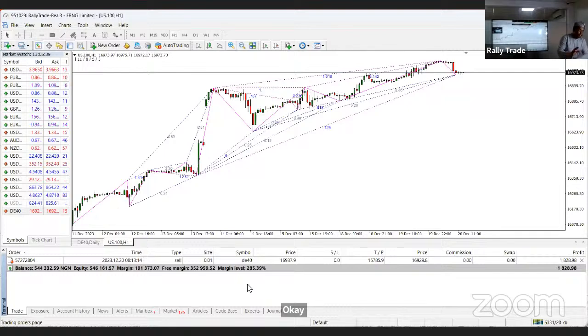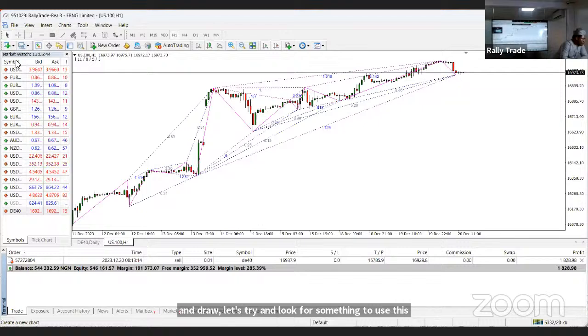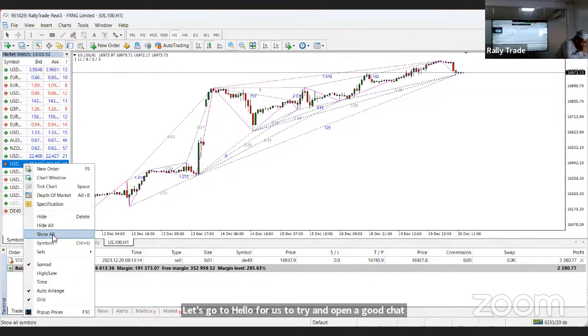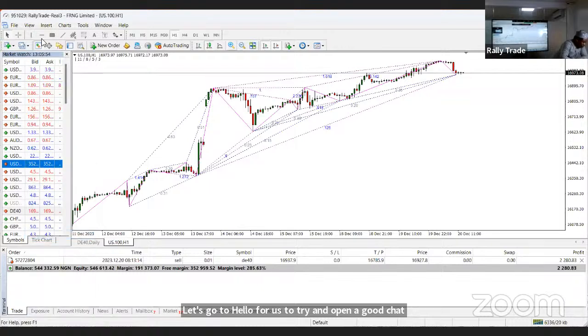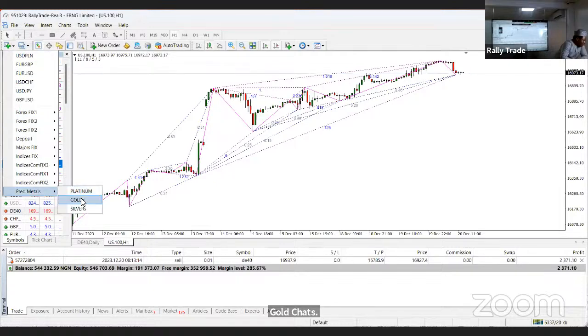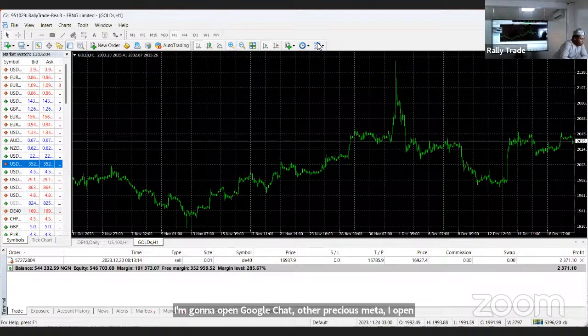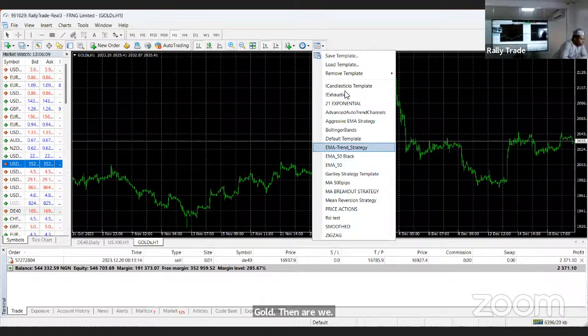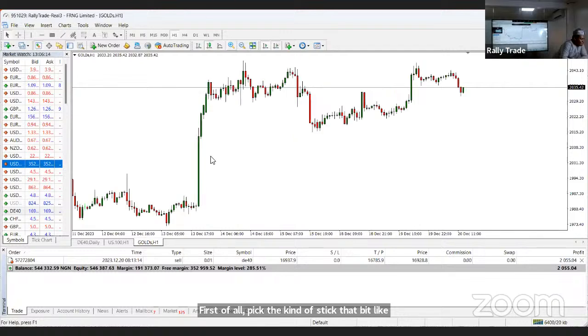Now let's try and look for something to use this strategy on. Let's go to gold. All of us should try and open a gold chart. I'm going to open the gold chart. Under precious metals, I'll open gold. Then first of all, I will pick the candlestick template like so. I will adjust my chart to view.